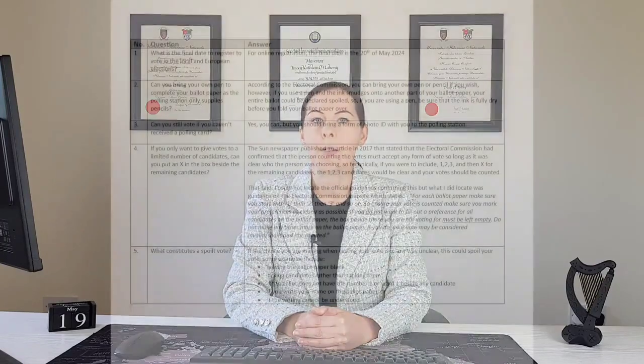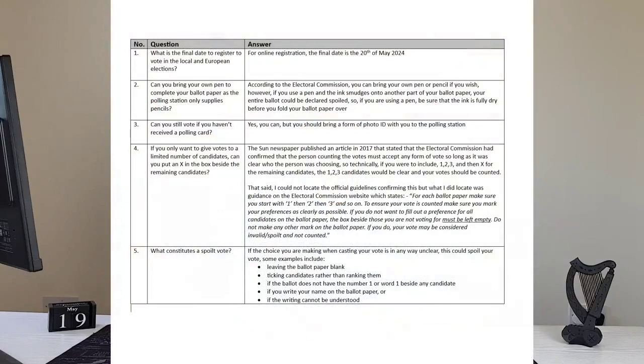Now, to finish off this video, I just want to address a few other questions that people have asked. So 1. What is the final date to register your vote in the local and European elections? So for online registrations, the final date is the 20th of May 2024.